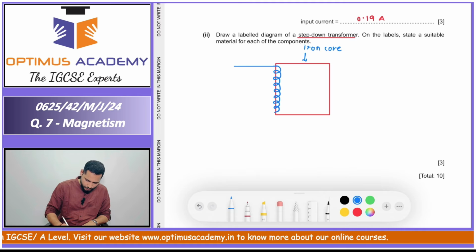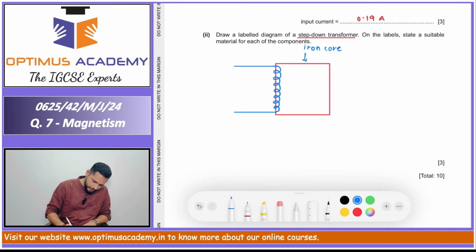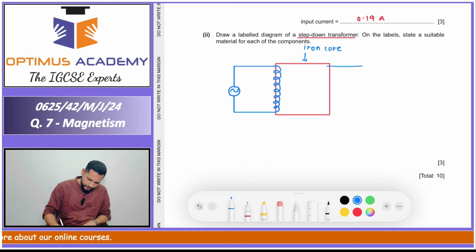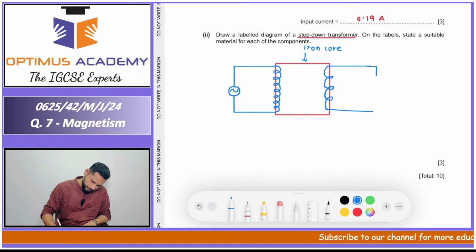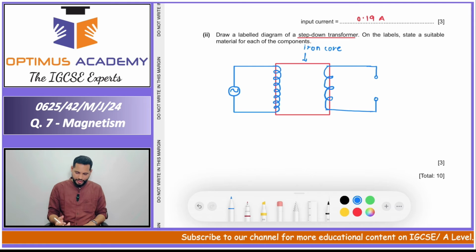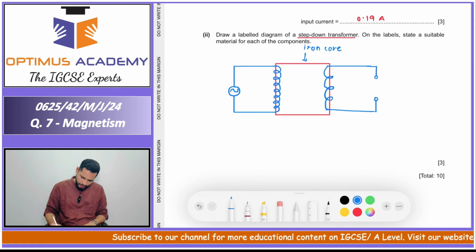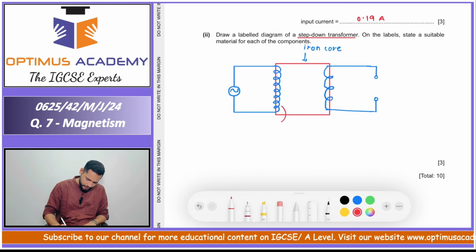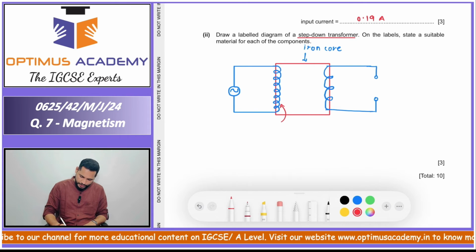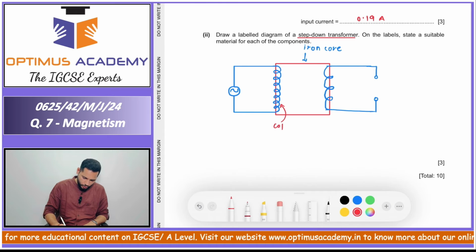Since it is a step-down transformer, the primary coils must be greater in number than the secondary coils. So here, when we are showing secondary coils, we have to show them significantly lesser in number than the primary coils. Like this. So we have named one as iron core. We have to name the coils as well, and suggest the suitable material for them. So the suitable material for coils would be copper.